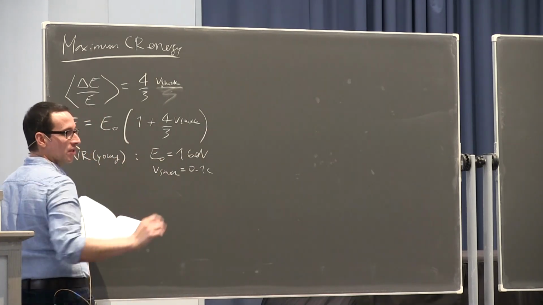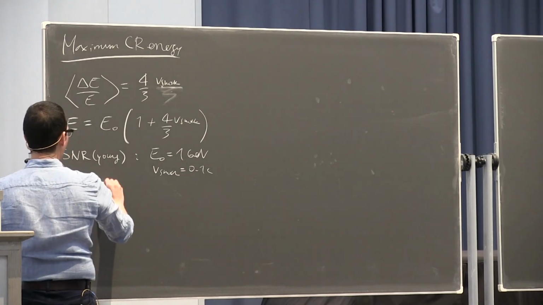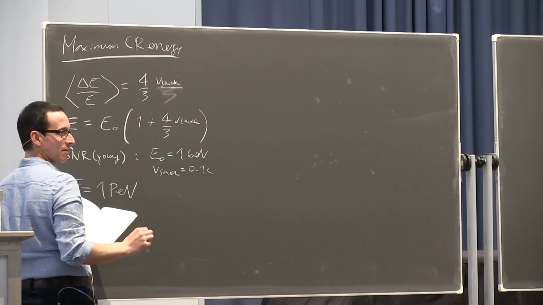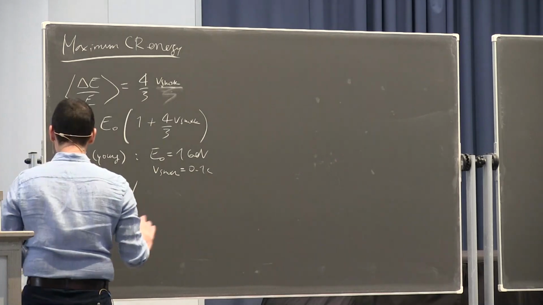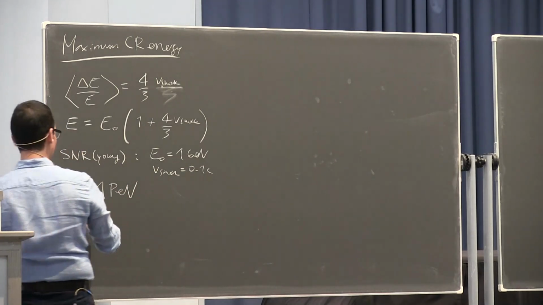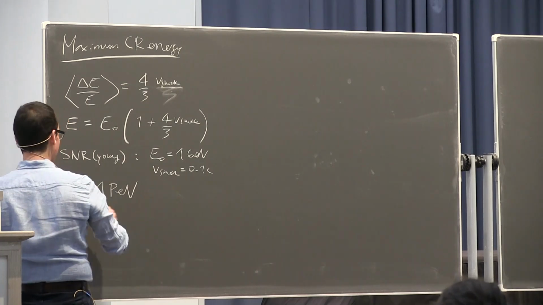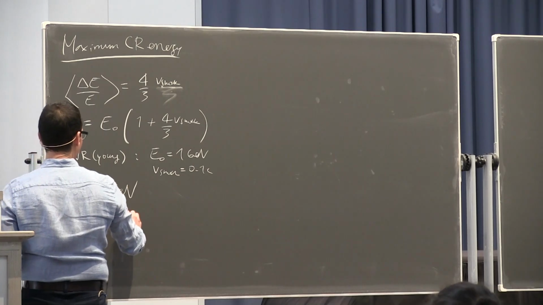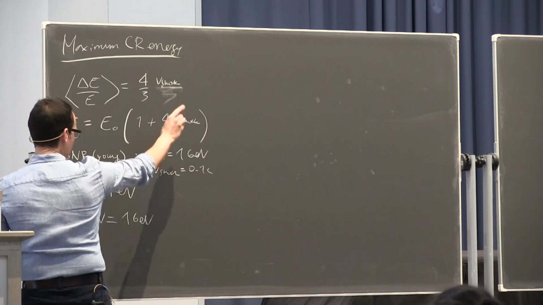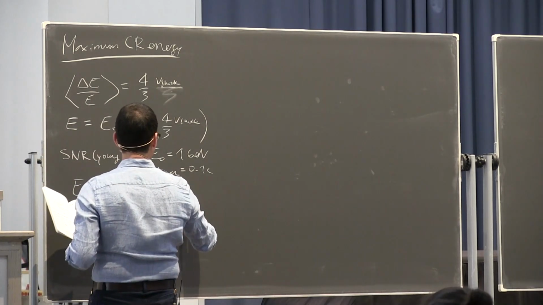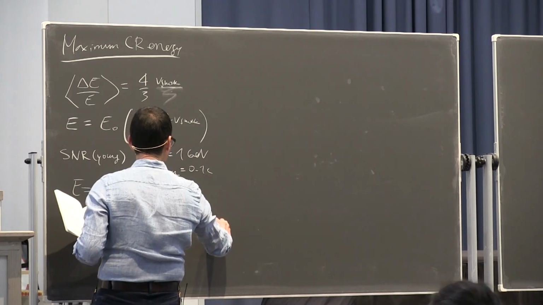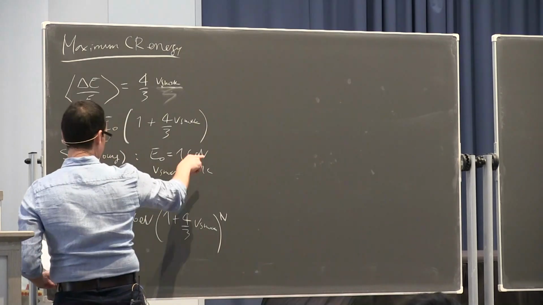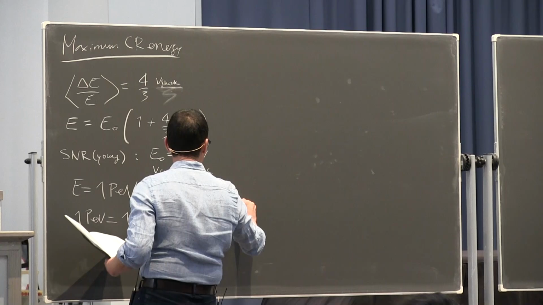How many crossings do you think it would take to get to an energy of 1 PeV? If you can do it in your head, it's amazing. Okay. It turns out it's about 100 crossings. So the calculation you want to do is you want to say 1 PeV is 1 GeV multiplied by this factor some number of times. And that number of times turns out for these particular values is about 100.